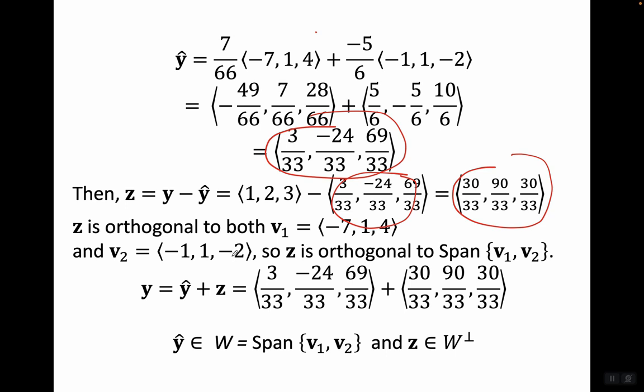And you can check. It turns out that y equals y hat plus z is going to be 3/33, negative 24/33, 69/33, plus 30/33, 90/33, 30/33. Y hat is in W, the span of v1, v2, and z is in W perp.